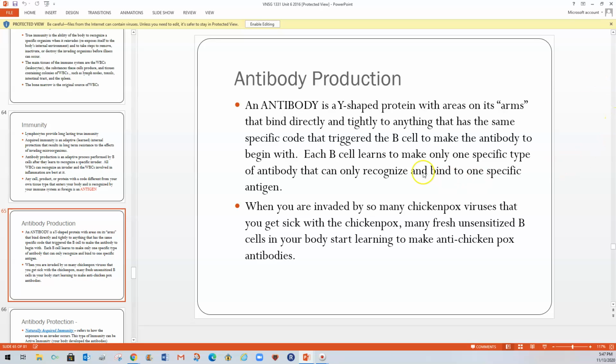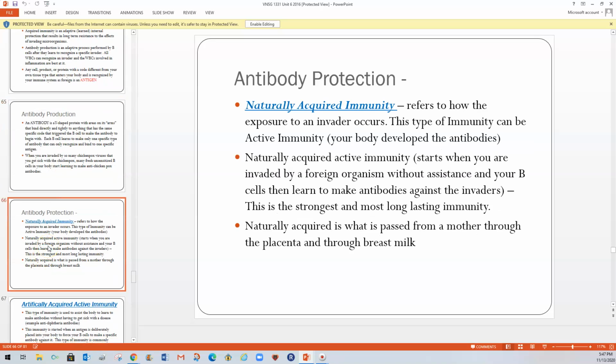When you are invaded by so many viruses and you get sick, many fresh, unsynthesized B cells in your body start learning to make antibodies, so anti-chicken pox. If you get the chicken pox, then these B cells start learning to make anti-chicken pox antibodies. So naturally acquired immunity refers to how the exposure to an invader occurs. This type of immunity can be active immunity, where your body develops its own antibodies because you have had the disease.